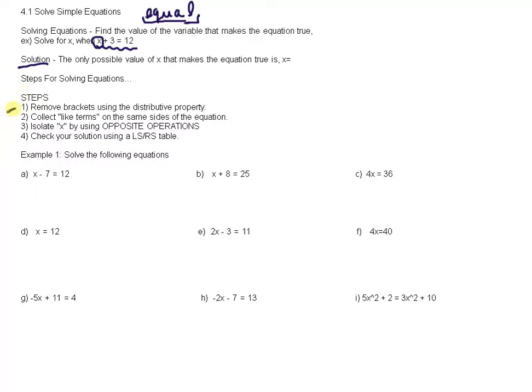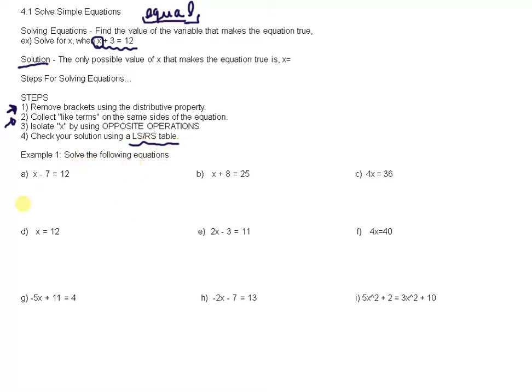So first, no matter what you do, remove the brackets. So distribute, make sure everything is just a simple term. Then collect like terms. So get it as simple as you can, get it as small as you can. And then what you want to do is you want to isolate x by using opposite operations. So move all the x's to one side and then all the normal numbers to the other side. And then we can also check our solution. And we'll go over that.